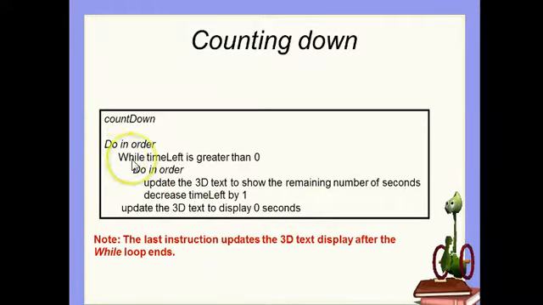So we've got a little while loop, and we've got some do in order loops, and that's the whole method. Really important is that this while loop is running while it's greater than 0. As soon as it gets out of the while loop, at that point, time left is equal to 0, and that's when one more time you're going to update the text to display 0 seconds.